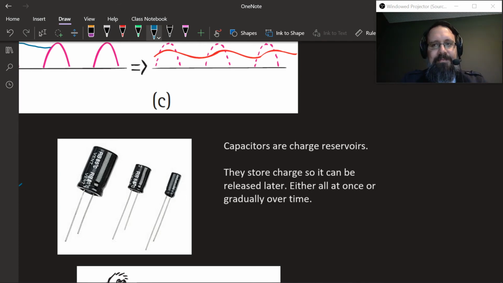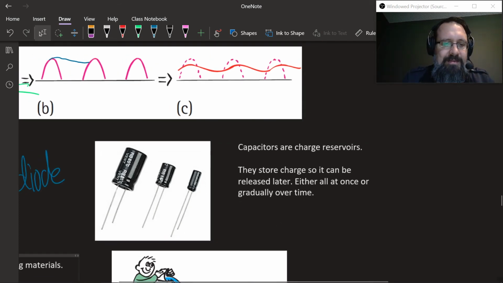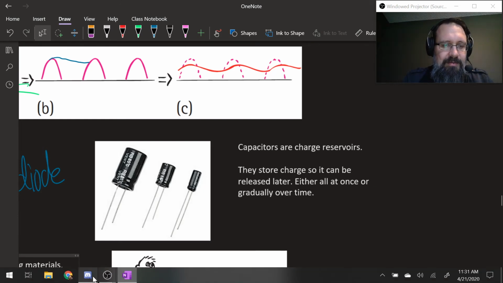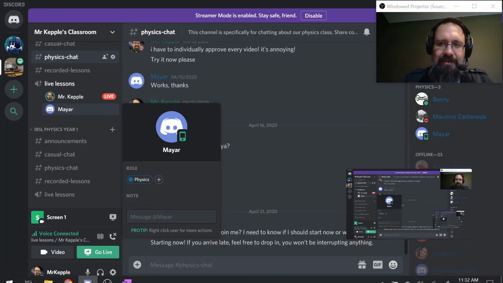The Apple is really laggy. Yeah, let me check my connection real quick. My connection looks good.